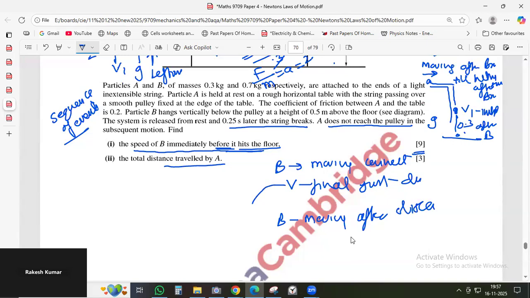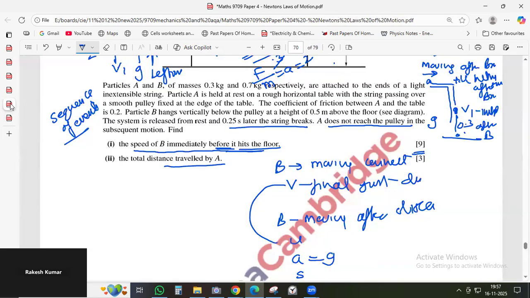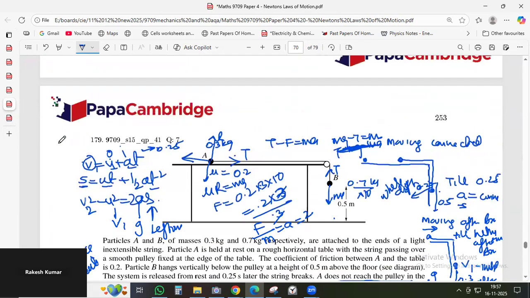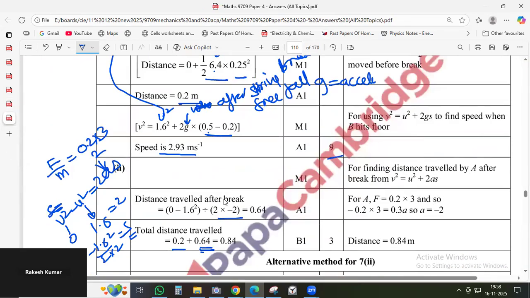Now, after disconnection, this V becomes U, acceleration becomes g, and the time we don't know, but we know the distance remaining. So first he calculates the distance with 6.4. He gets the distance, he subtracts it from the 0.5 total, because the total distance was 0.5. So he finds how much distance is remaining. This much distance is 0.3.